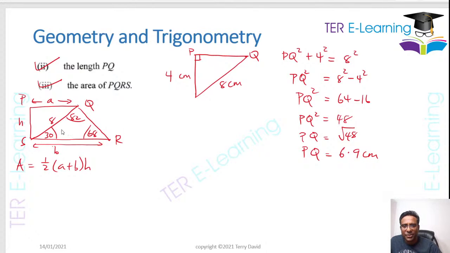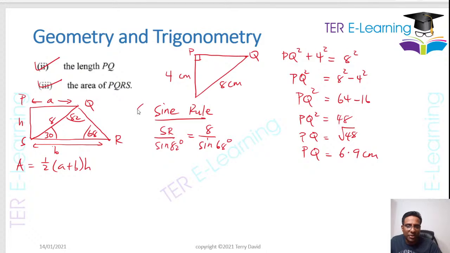What I can do is use my sine rule, which is different to the cosine rule, guys, and different to using your sine ratio. So we're using the sine rule. I want to get length B, which is SR. In terms of the sine rule, I can write SR divided by sine 82 degrees is equal to 8 divided by sine 68 degrees.